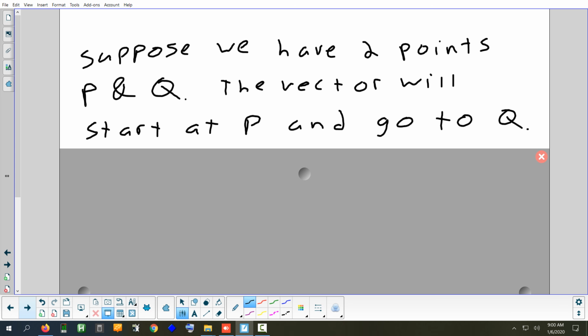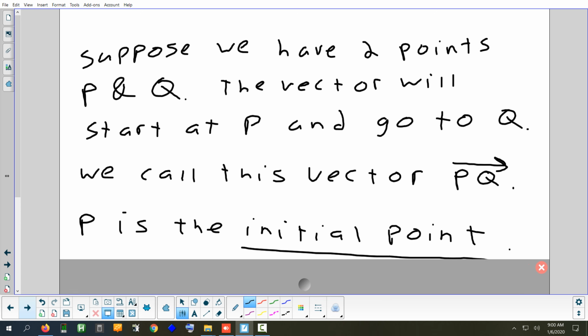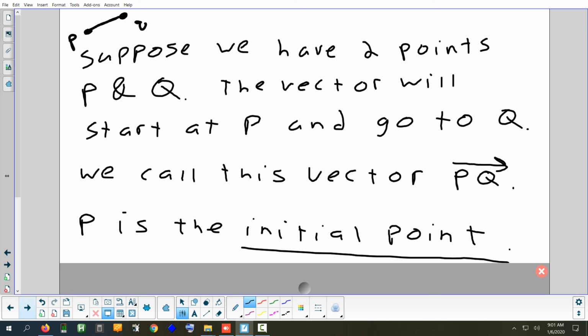All right, so when we draw a vector, it has 2 points. It has a point that it starts at, called your initial point, and a point that it stops at, and that's called your terminal point. Now, you can use any 2 letters you want for the initial point and terminal point. P and Q are used a lot. But if you had a vector that started at P and went towards Q, like that, you would call that vector PQ. At least that's one way you can write it.